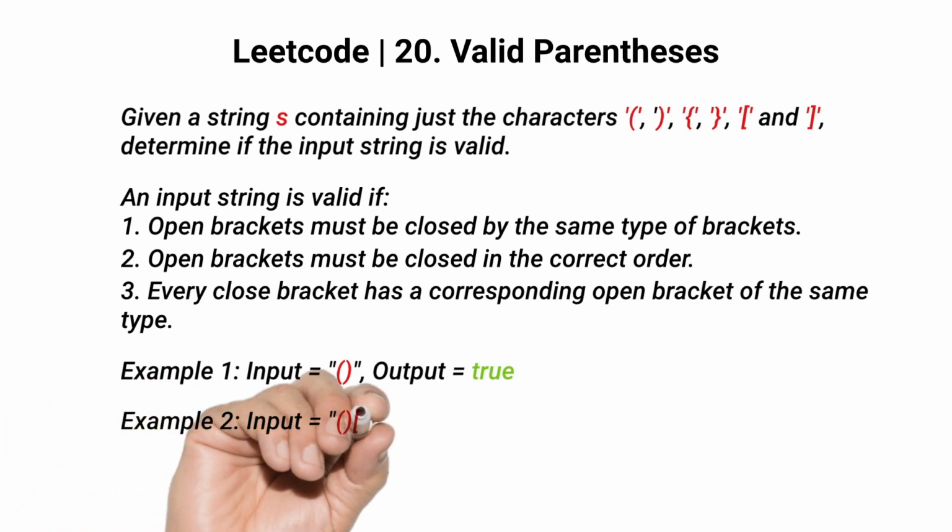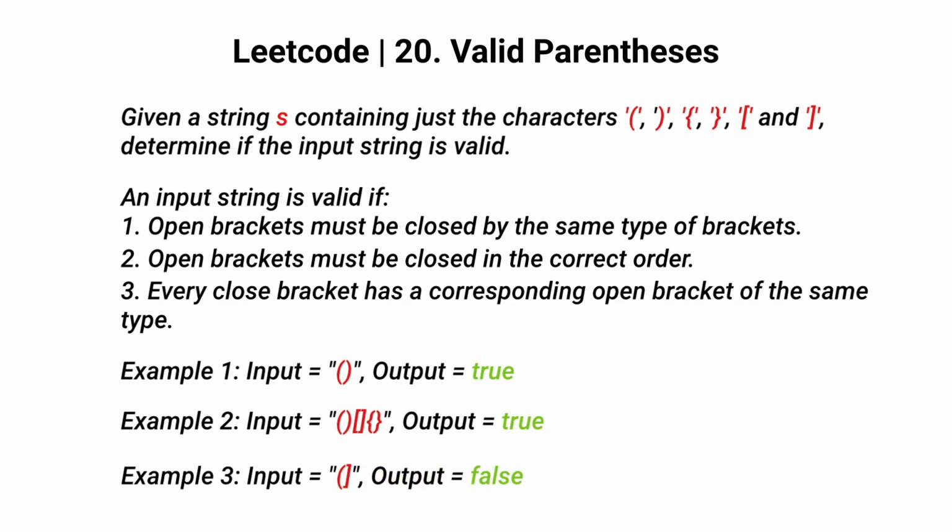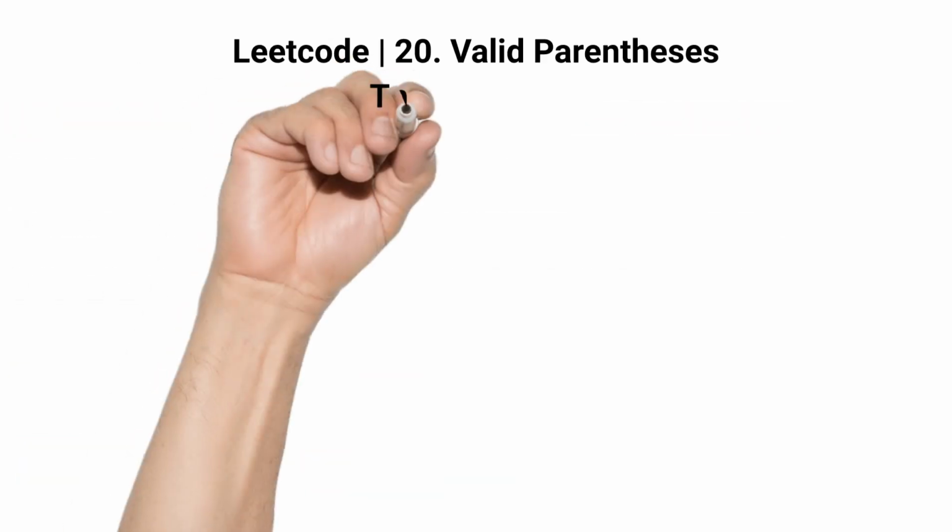Example 1. We can see that the output is true. Example 2, we can see the output is true. And example 3, we can see the output is false, because we don't have corresponding open and closing brackets, and the brackets do not correspond to the same type.